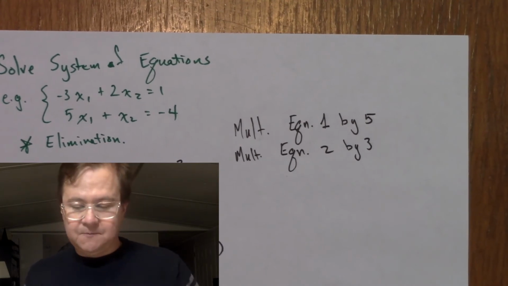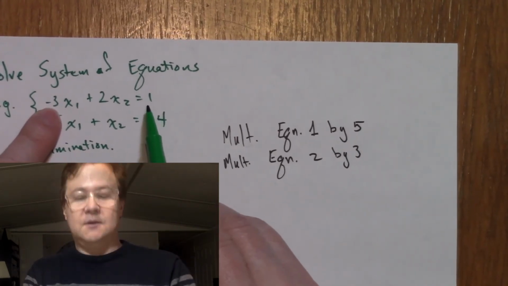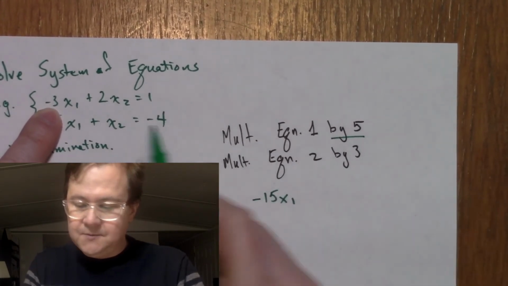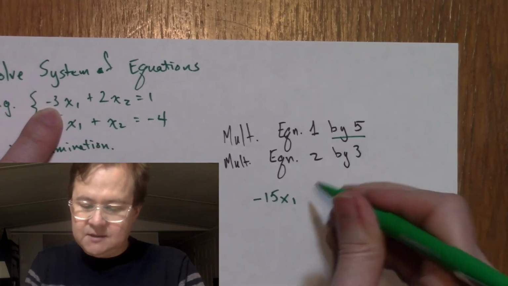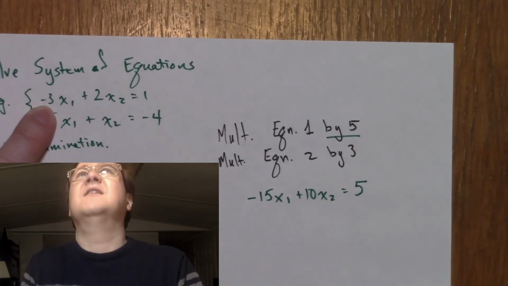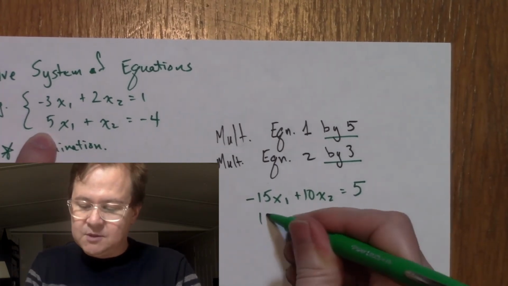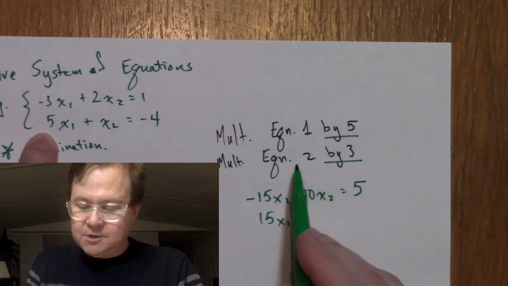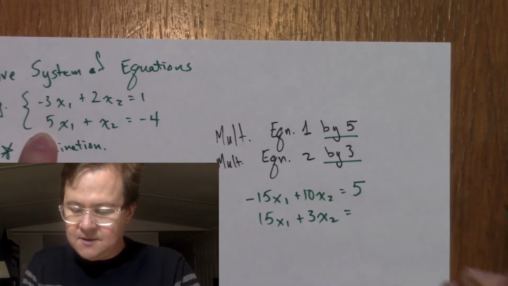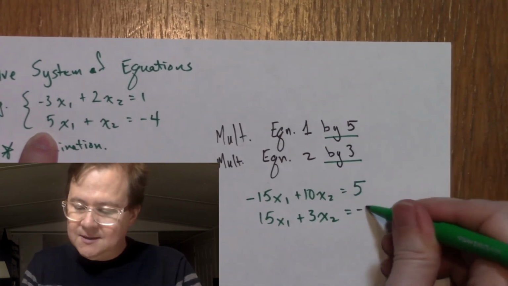I'm going to do the next step in my head, but multiplying both sides of equation 1 by 5, I get negative 15x1, and again, multiplying by 5, I get plus 10x2 equaling 5. Likewise, multiplying equation 2 by the number 3, this 5 becomes a positive 15. This invisible 1 becomes a visible 3. And multiplying the right-hand side of equation 2 by the number 3, we get negative 12.